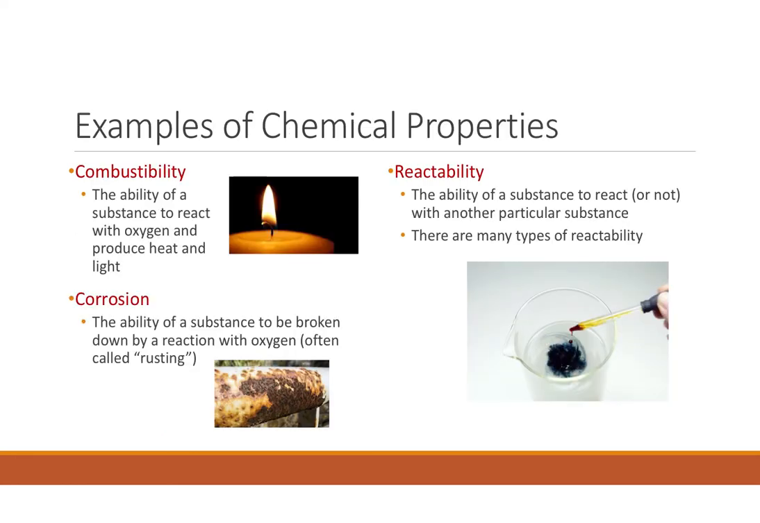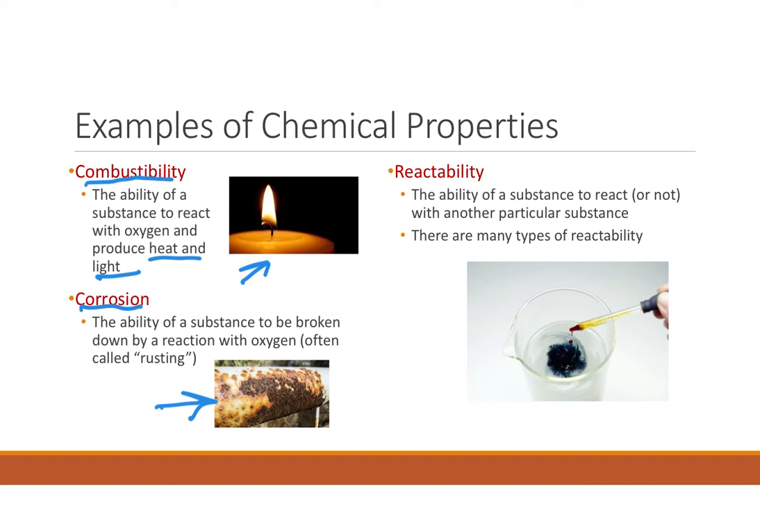Examples of chemical properties include combustibility, which is the ability of a substance to react with oxygen and produce heat and light, as we see happening over here with this candle. Or corrosion, another property that's specific to oxygen. It's the ability of a substance to be broken down by reacting with oxygen. We usually call this rusting.